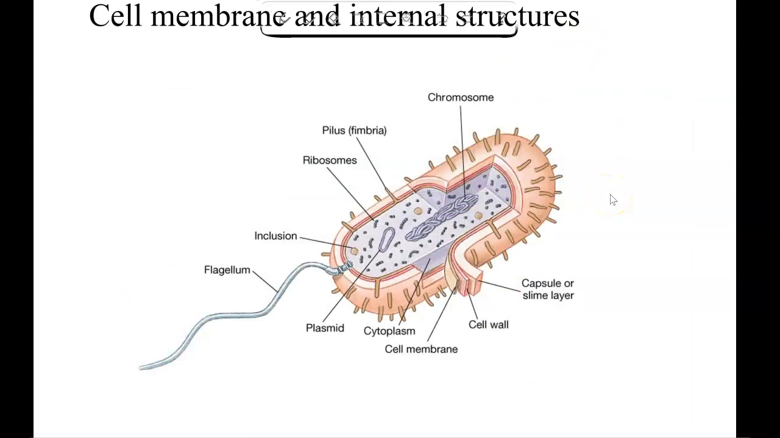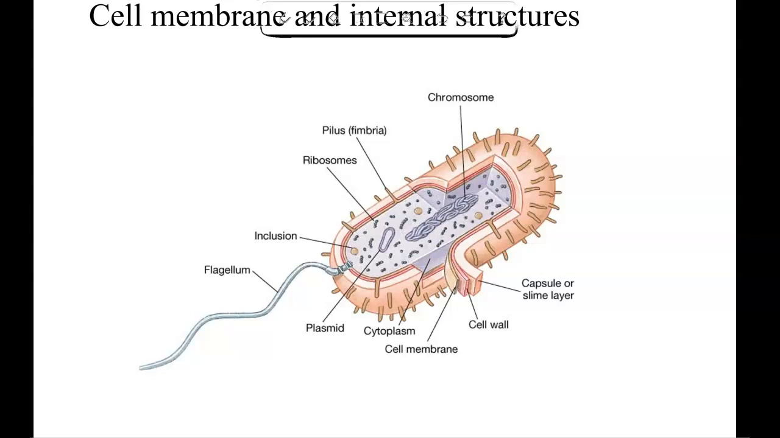So here is sort of a generic version of a bacteria where we can see the inside. You can see that chromosome. This one happens to have a plasmid. We can see ribosomes. Again, we're not going to see mitochondria, endoplasmic reticulum. They are not that complex.